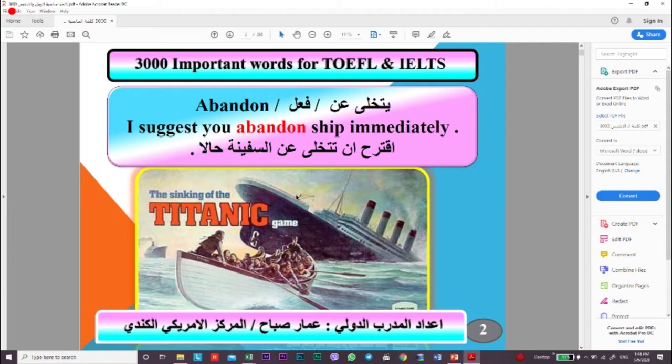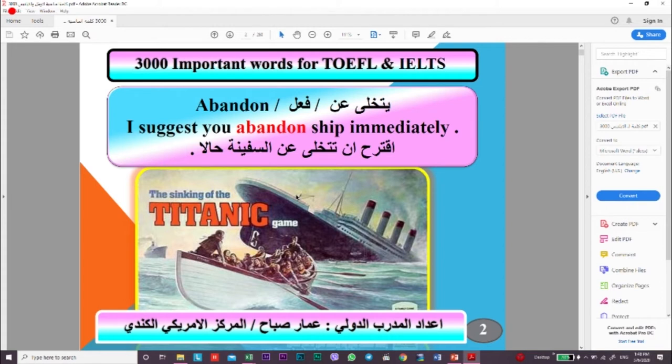Okay, so let's talk about the first one. The first word is abandon. Abandon means to leave a place or thing forever. Means what? To leave a place or to give up. To leave a place or leave a person forever. Abandon is a verb. Where does the verb come? After the subject.